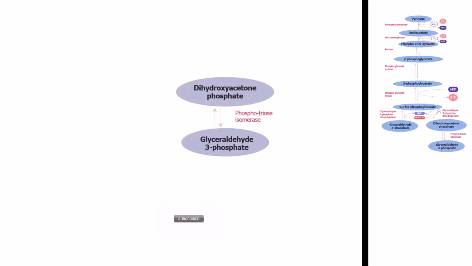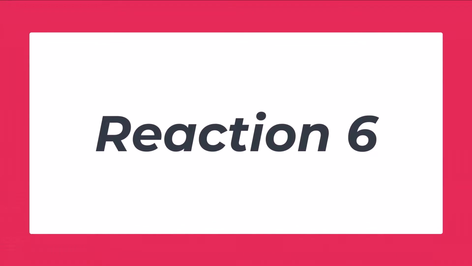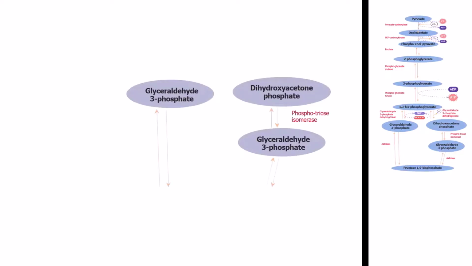In the next reaction, dihydroxyacetone phosphate becomes glyceraldehyde 3-phosphate. Triosephosphate isomerase enzyme makes this transition possible. Now 2 molecules of glyceraldehyde 3-phosphate form fructose 1,6-bisphosphate. Remember, dihydroxyacetone phosphate and glyceraldehyde 3-phosphate are interconvertible.